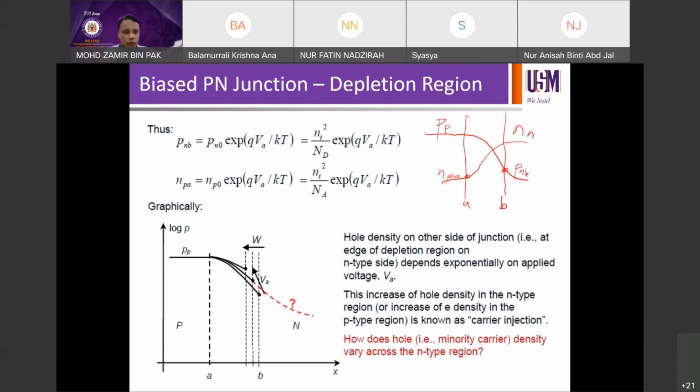So what is this pn naught? Let's recall what is this pn naught. Anyone? What does pn0 mean? Now we want to calculate pnb, in relation to pn0. What is pn0?